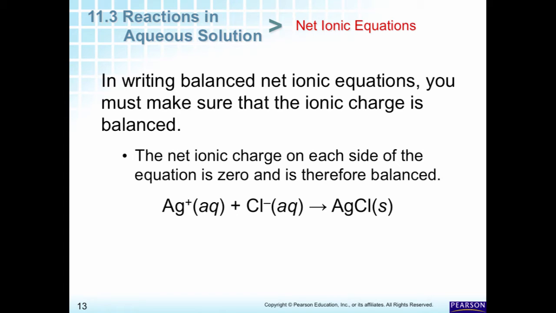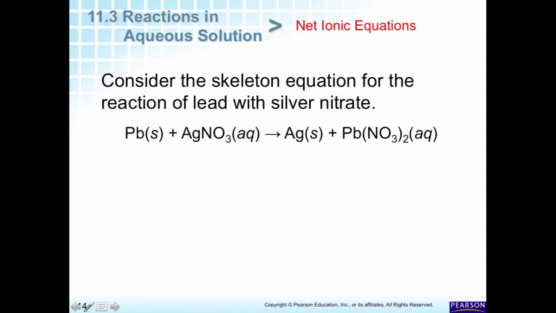So in writing balanced net ionic equations, you must also make sure that the ionic charge is balanced. So we have a +1 and a -1. Great, it's 0. And we know it's going to be balanced in a compound. So everybody's happy. If this was AgCl2, for instance, we would have to have a 2 coefficient there.